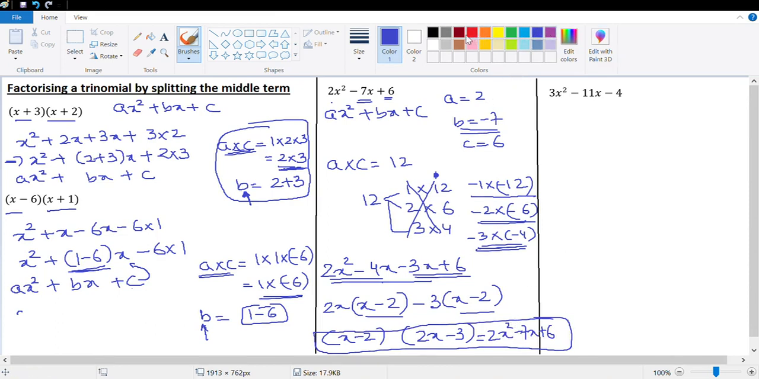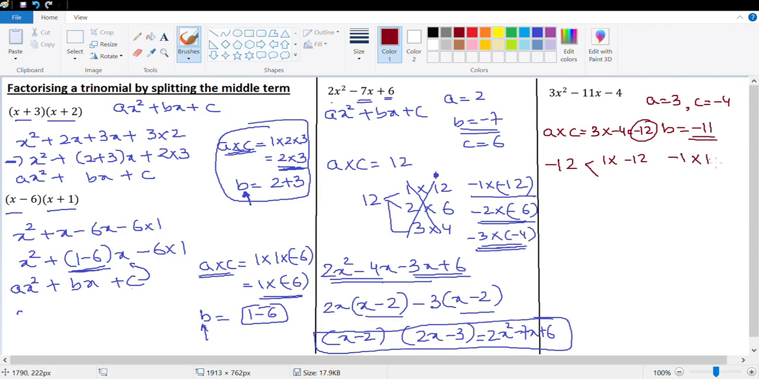Let's look at one more question, in which a is 3, c is negative 4, and b is negative 11. So I need to find factors of a into c, which is 3 into negative 4, which is negative 12, the sum of which should be negative 11. So negative 12 can be 1 into negative 12 or negative 1 into 12. Next, 2 into negative 6 or negative 2 into 6, 3 into negative 4 or negative 4 into 3. I need a sum of negative 11, which means 1 into negative 12 suits us.